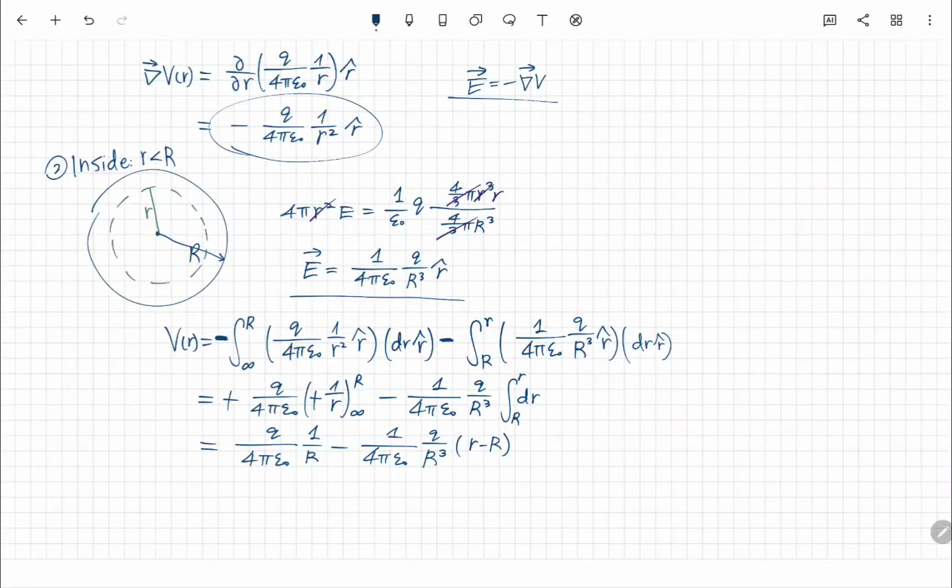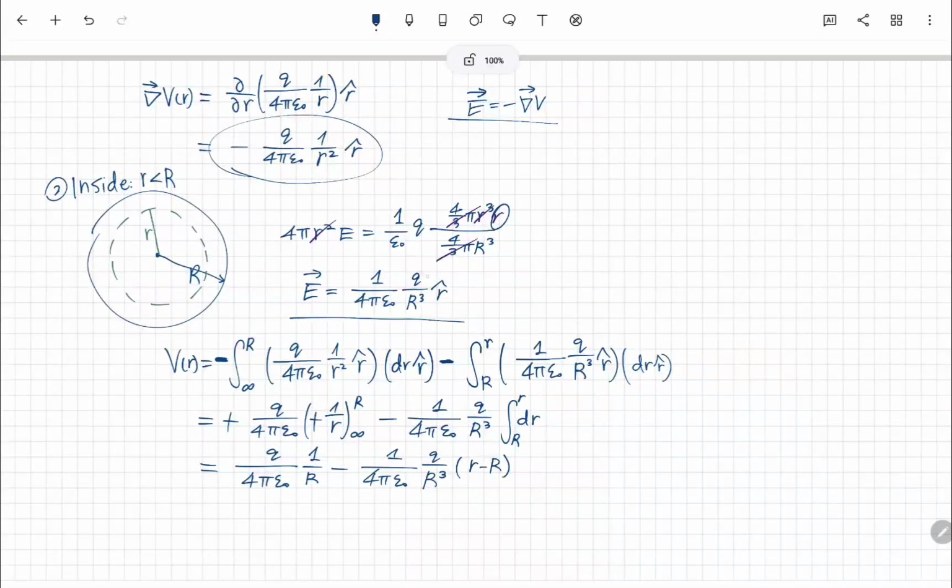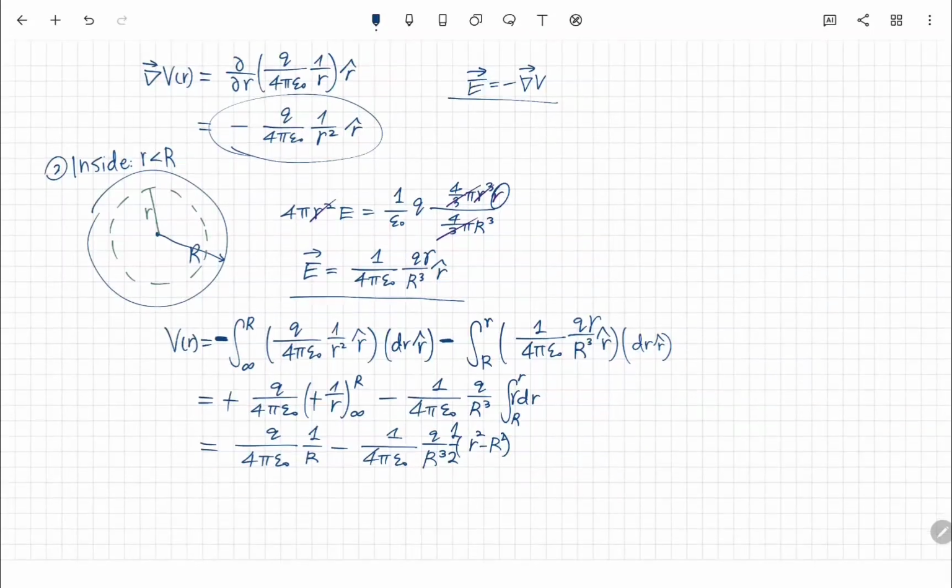I feel like we're missing something here. Yes, forgot r. Damn, I'm stupid. So this here, r dr, and it's just small r squared minus big R squared. Okay, I'm sorry about that. Oh, and 1 over 2. We're done here, right? Are we done? Yeah, we are.